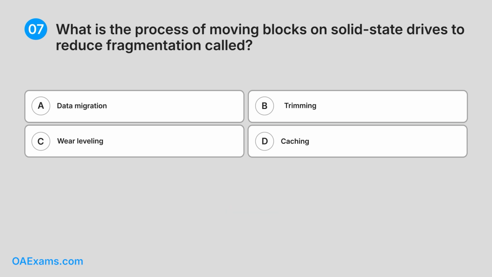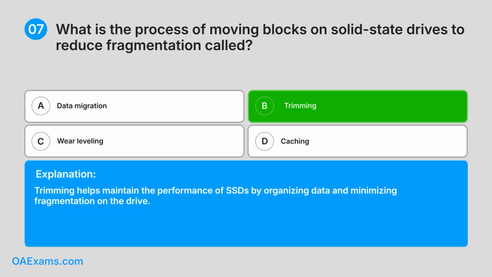Correct answer. B. Trimming. Explanation. Trimming helps maintain the performance of SSDs by organizing data and minimizing fragmentation on the drive.